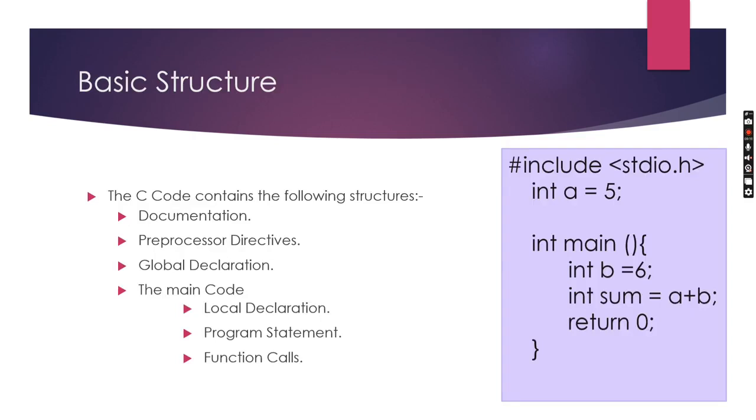Now let us look at the basic structure of C programming. The C code contains the following structure: documentation, preprocessor directives, global declaration, the main code, and local declaration, program statement, function calls, etc.